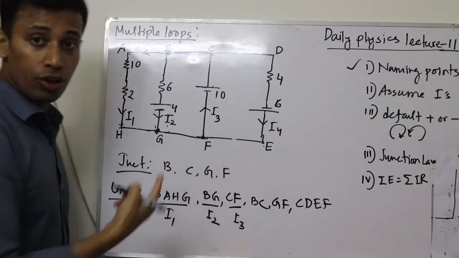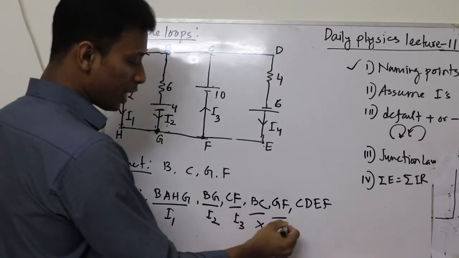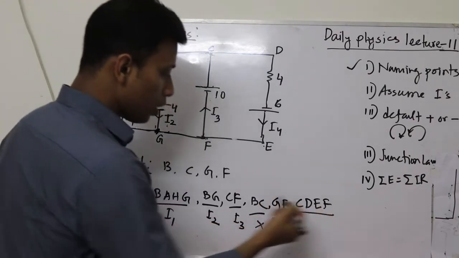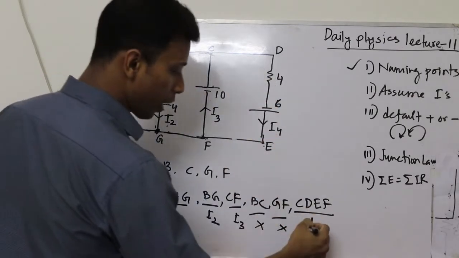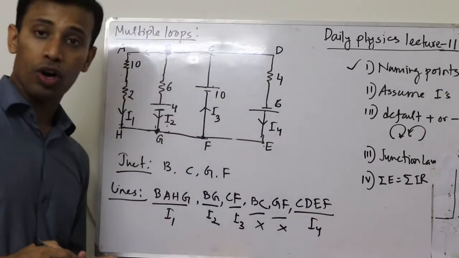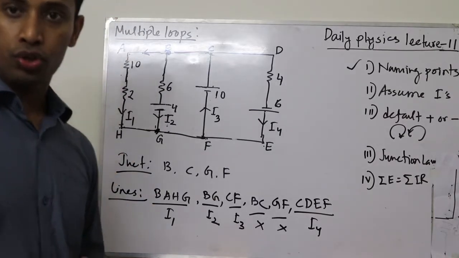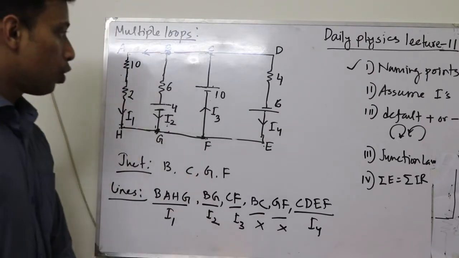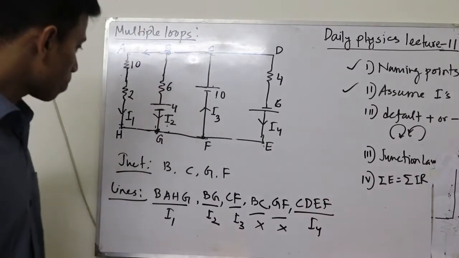From B to C, they don't give us the current flow, and from G to F, they don't give us the current flow. So they didn't give us the current flow through these 2 lines. And for C, D, E, F, they have given us the current flow as I4. So these 4 current flows are given already. They give us the name and the direction, so you need not put these things. So this step 2 is already completed.